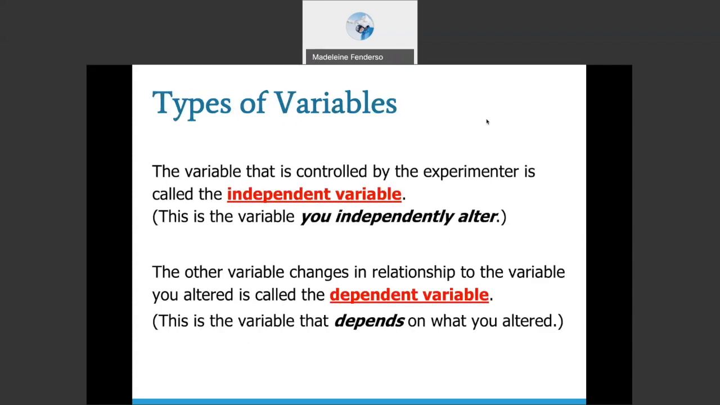So there are two types of variables that we're going to look at today. There's the independent variable. This is the variable that is controlled by the experimenter. It is what you are able to change. And then there's the dependent variable, which changes as you alter the independent variable. So this is a variable that depends on what you alter. So it depends on the independent variables.